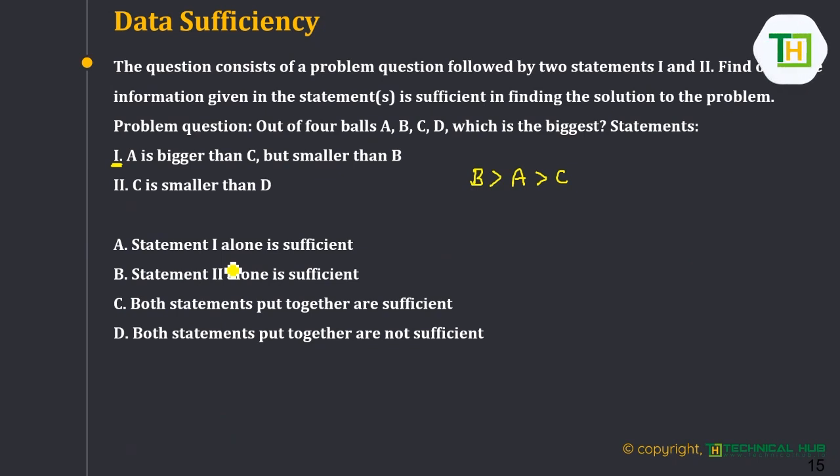In the first statement, they have given only the relation between B, A and C, but I don't know anything about D. Whether D is the biggest of all or the smallest of all, I don't know. But among B, A and C, definitely B is the biggest. Since I don't know anything about D, I cannot answer the question by taking 1 alone. So statement 1 alone is wrong.